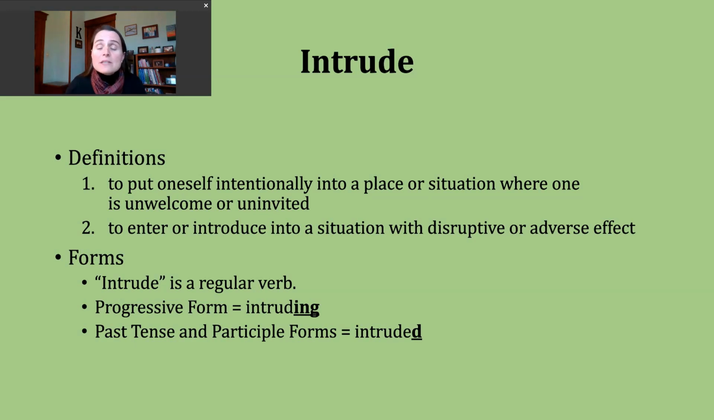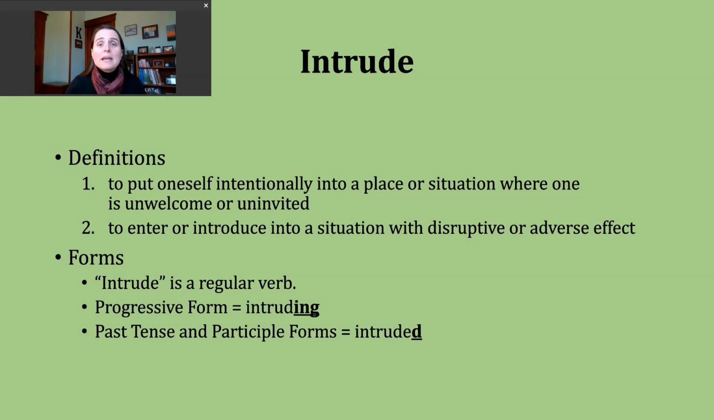To make the progressive form of this verb, you're going to drop the E, because we have a verb that ends in vowel, consonant, E, and we do that before we add the ing ending. That makes intruding. The past tense and participle forms of this verb can be made by just adding D, since this verb already ends in an E.